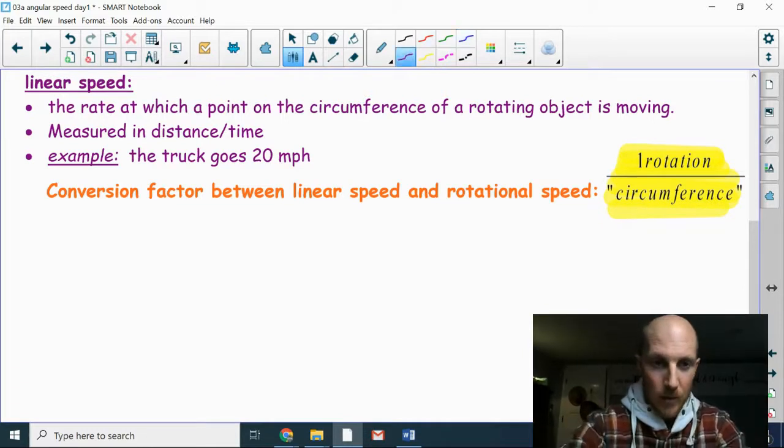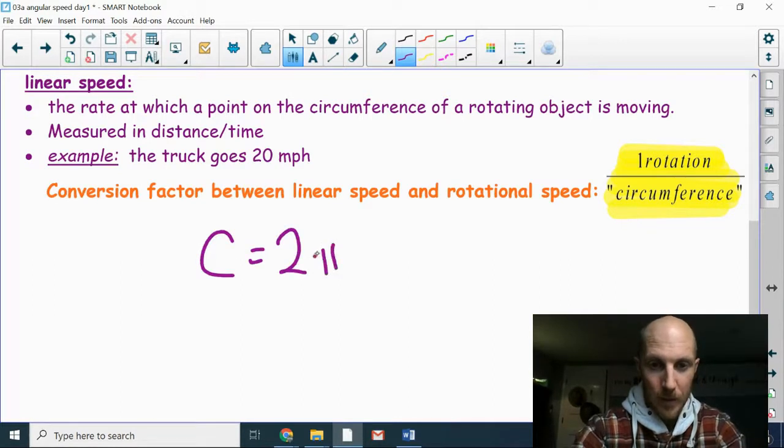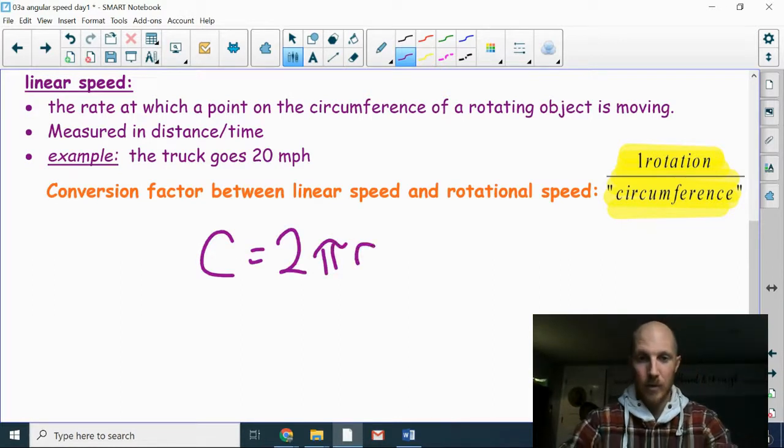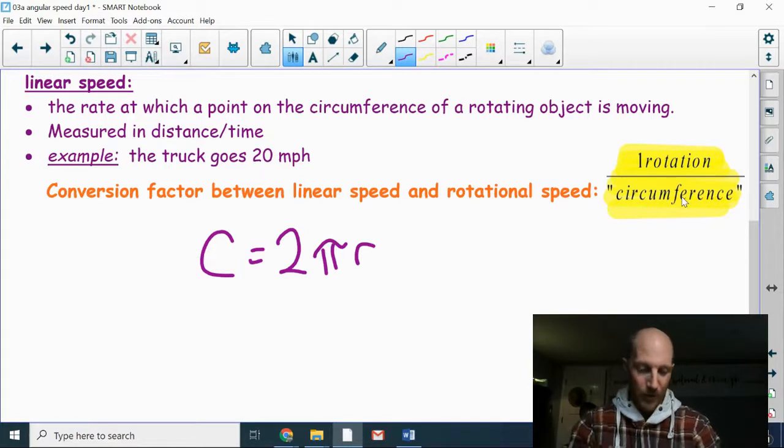So circumference is 2 times pi times the radius. You will need to put that into numerical form. You leave pi, but put that into numerical form, calculate the size of the circumference, and that goes into your conversion factor as a number and a unit, whatever you measured the radius in, whether that was centimeters or inches or whatever.